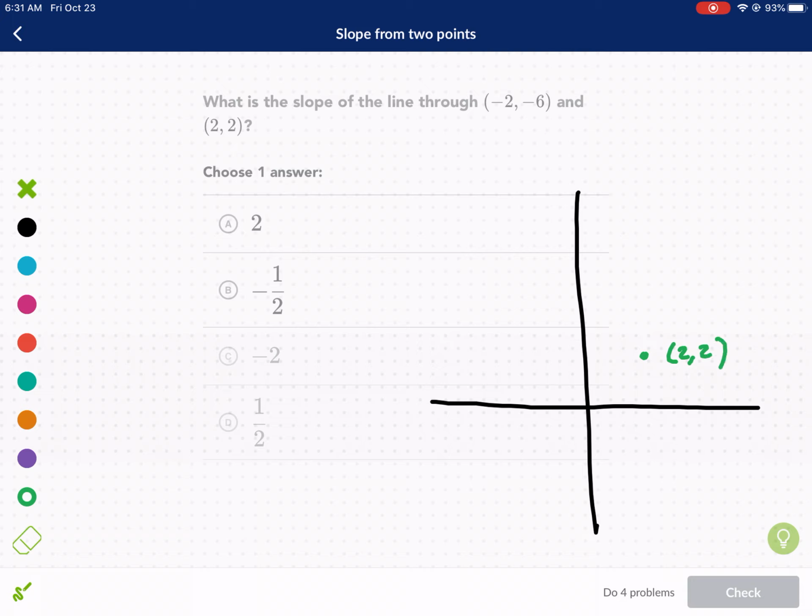So we have negative 2, 6, and 2, 2. So my other point, let's make it a purple point. We have negative 2, and then it could be somewhere down here. So let's call that negative 2, negative 6.